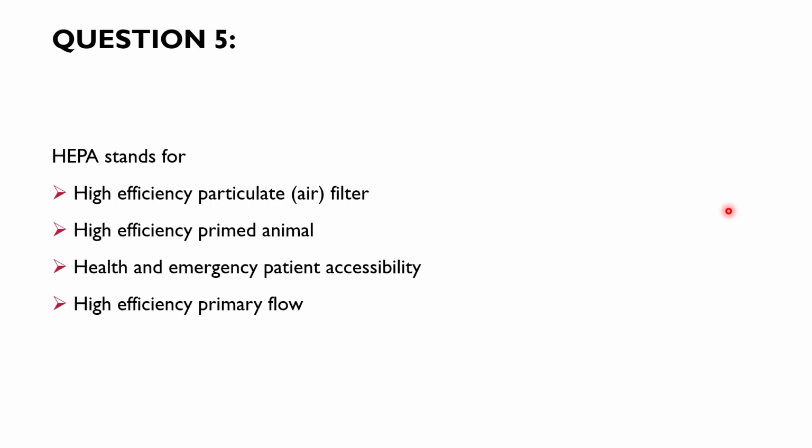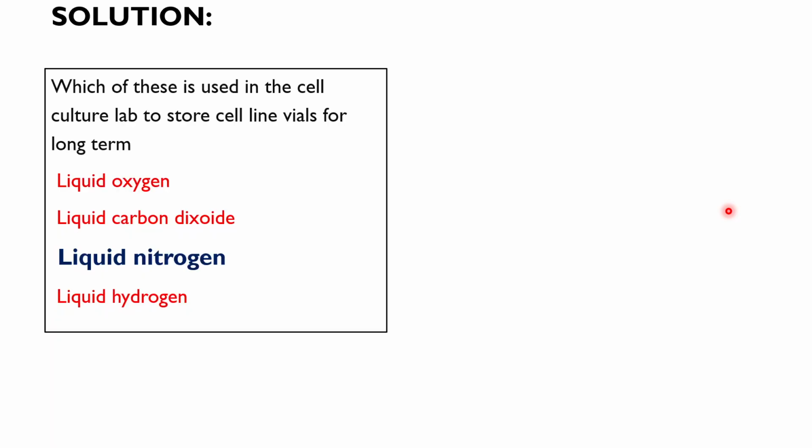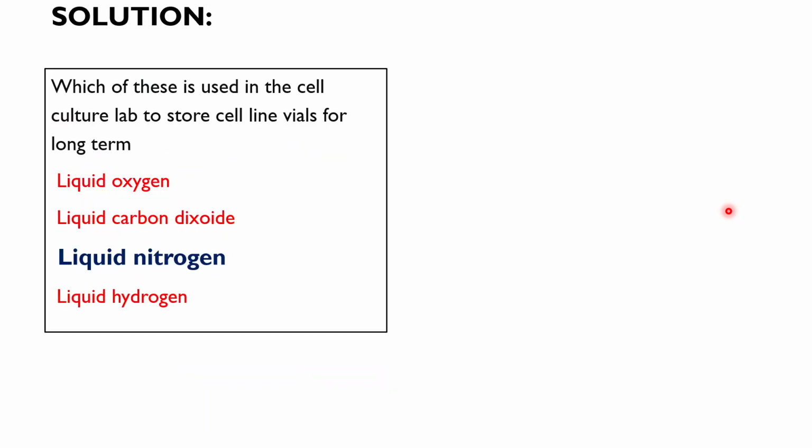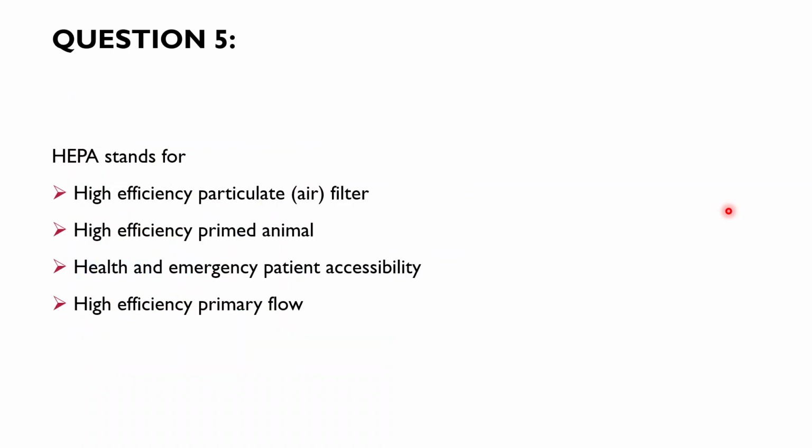We will discuss now. Many of you are saying that it should be option A, that is high efficiency particulate air filter. So let's see. I'm sorry, there's a slide missing. Yes, the right option is high efficiency particulate air filter. The answer slide has not been provided here due to some mistake. So now we will move on to the next question.